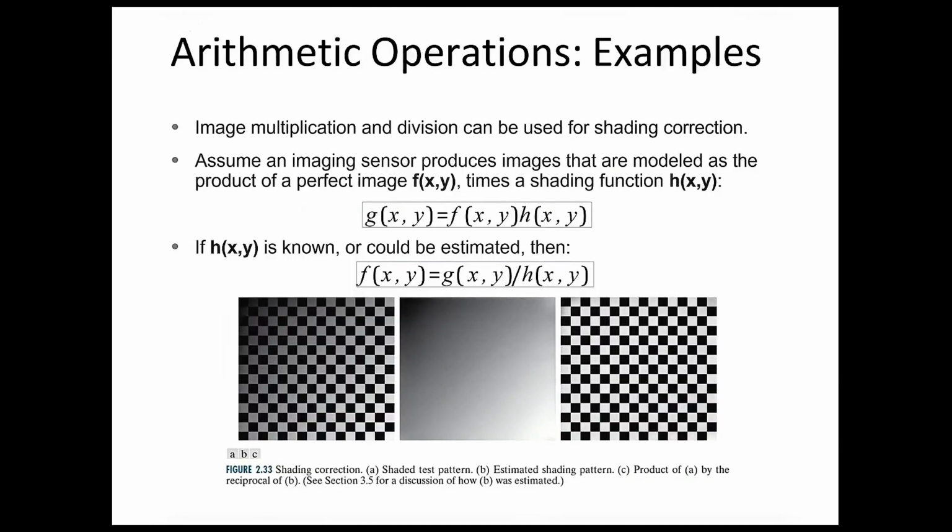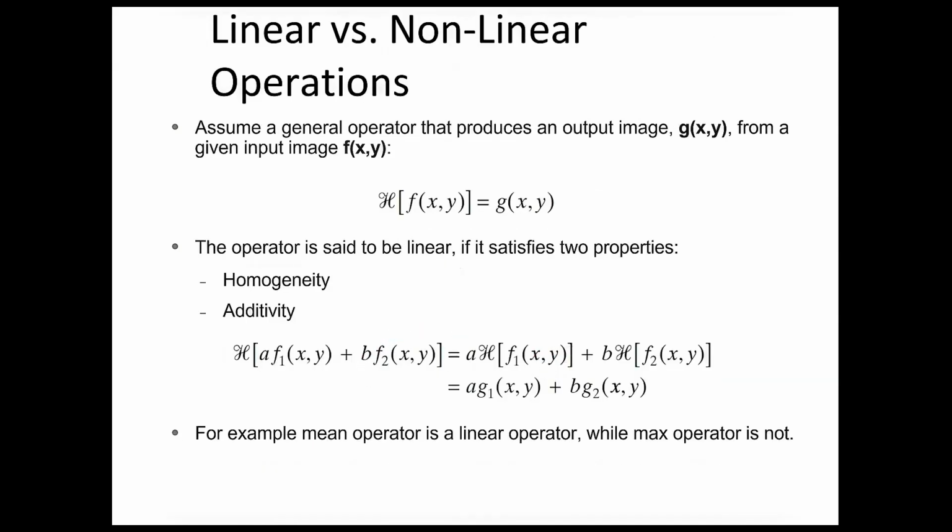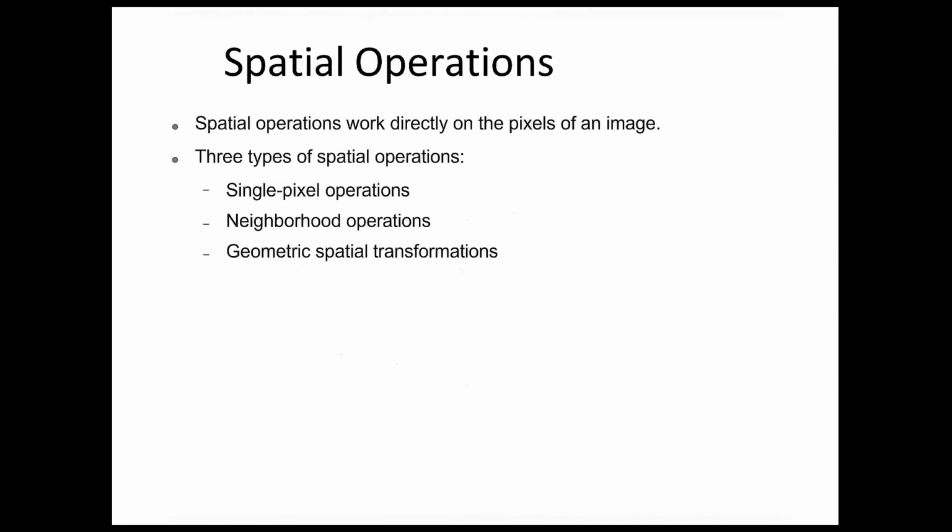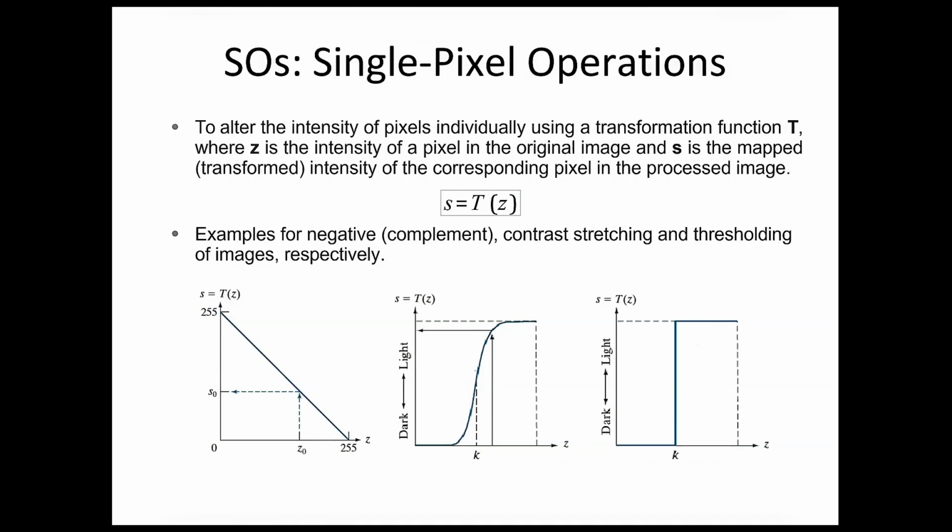Similarly, if you have a shade, we know that this is the division: we can take this and divide by this to get the clear image. So division and multiplication are very simple operations, but in images they are, I will say, very powerful. What we were doing was a single pixel operation. You take a pixel and, according to some function, modify the image itself.